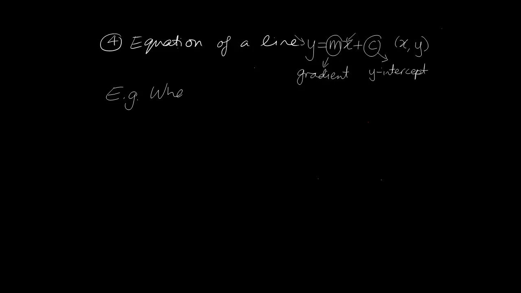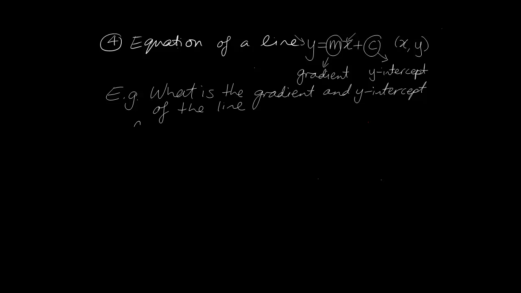Suppose we asked what is the gradient and y-intercept of the line, let's see, something like y equals negative x plus 9. Okay? Now, in this case, we need to pull out the m value and the c value. Fairly easy to see that your c value here is 9, which means that the line is going to cut the y-axis at the point 0, 9.